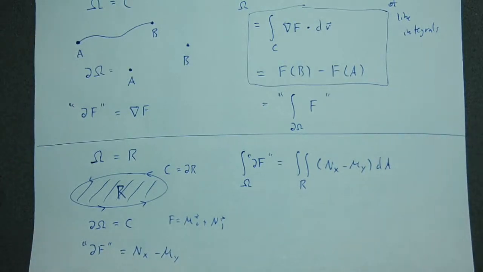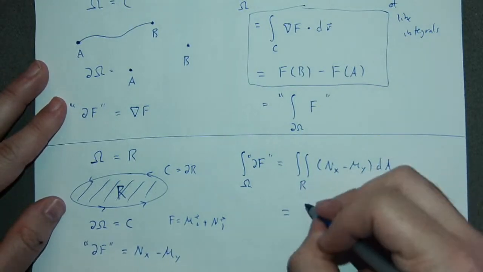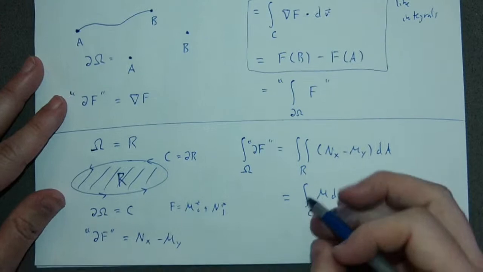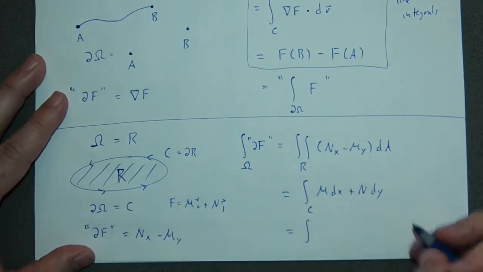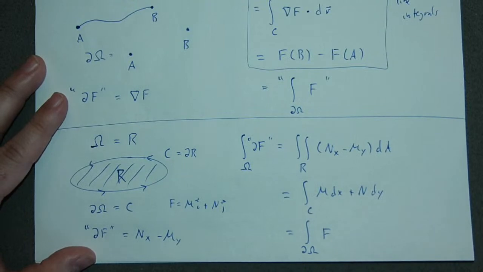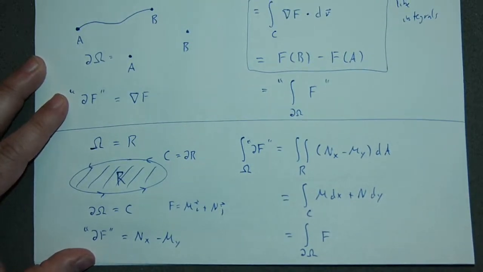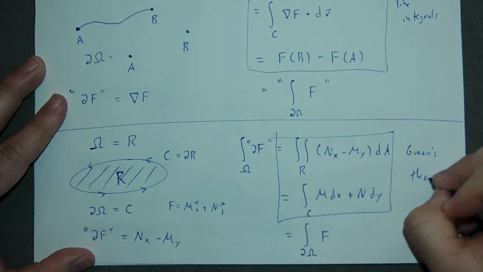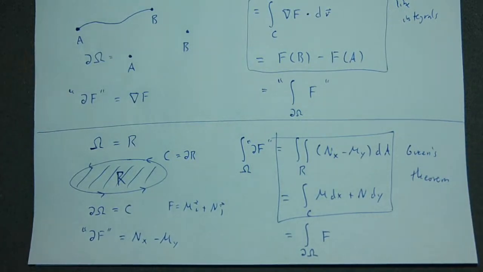You already know what's coming now. This is the line integral over C of m dx plus n dy, which of course I can think of as the integral on the boundary of omega of f. Well, what is this? This is Green's theorem. And so we're going to have two separate named theorems that are going to follow later, that are going to just be new examples of this.